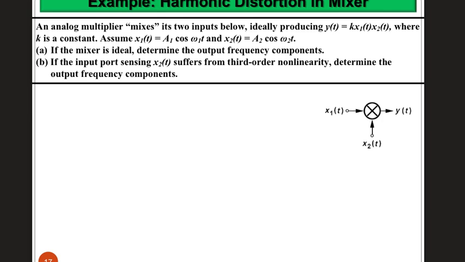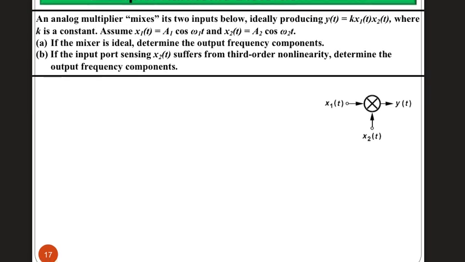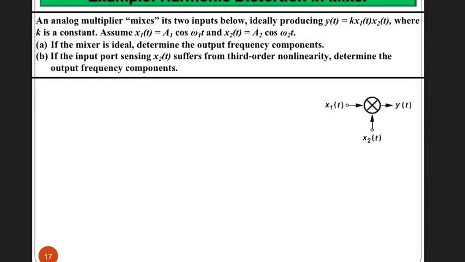So the output is equal to a constant multiplied by the first input multiplied by the second input. That's in the ideal case. Now, if some of those inputs are going through non-ideal circuitry, they might have some non-linearity to them. So we want you to solve this example. I don't want you to figure out the exact values of the amplitudes, but I want you to figure out what kind of frequencies are going to appear in the output of this system, given that the inputs are A1 cosine omega 1t and A2 cosine omega 2t.